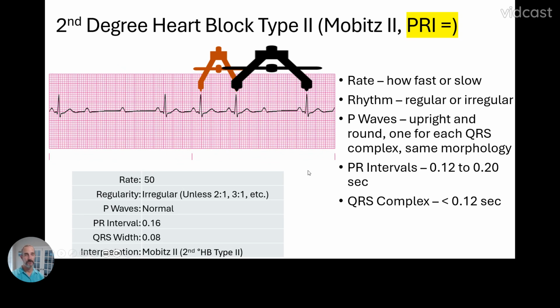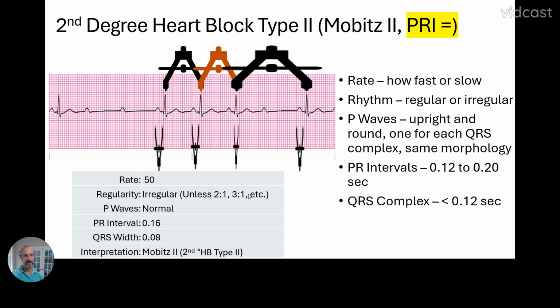So our P waves are normal, but we get into our PR intervals and we note that they are also equal. However, some of the PR intervals are not measurable because there's a dropped complex after them, right? So we have more P waves than QRS complexes, so we know we have some kind of a block. But because our PRIs are equal and we have dropped complexes, we call it a second degree type 2. Second degree heart block type 2 or Mobitz type 2.